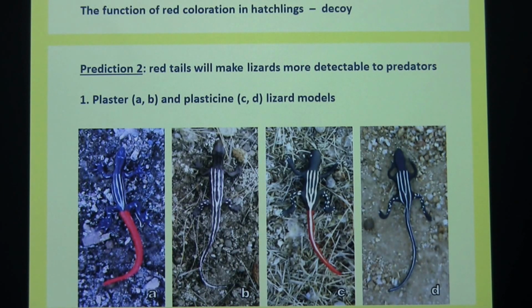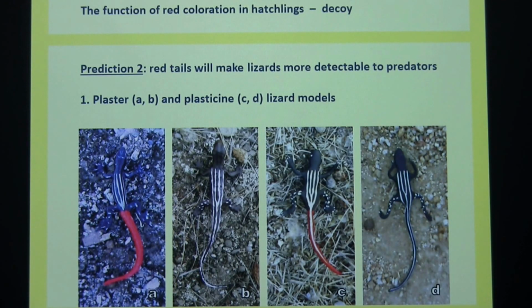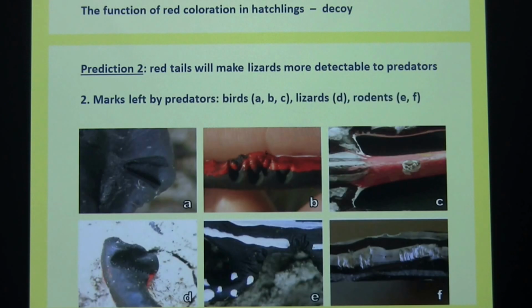Another prediction of the decoy hypothesis is that red tails will make lizards more detectable to visually directed predators. To test this prediction, we made plasta and plasticine lizard models of 2 color morphs, with red or with a striped tail, based on the coloration of spiny-footed lizard hatchlings. Lizard models were placed in the field and inspected every 3 or 4 days, and predator attacks were identified by the marks left on the models.